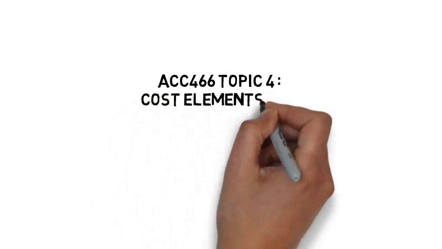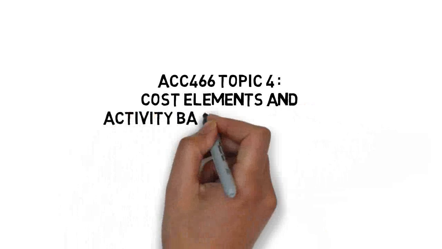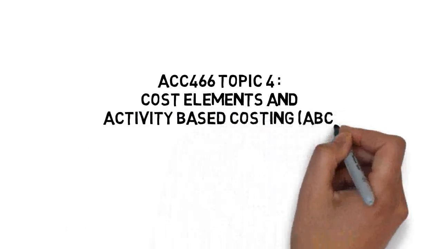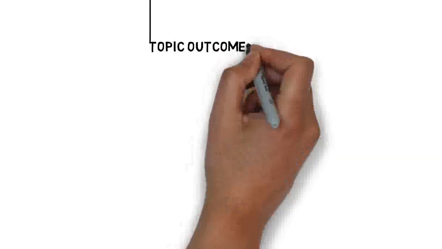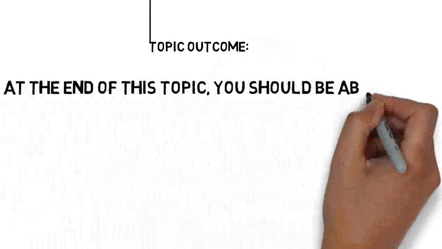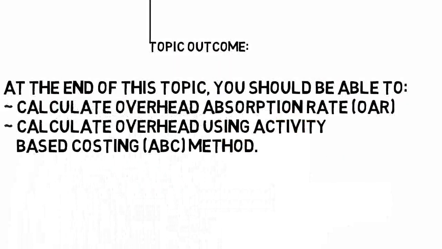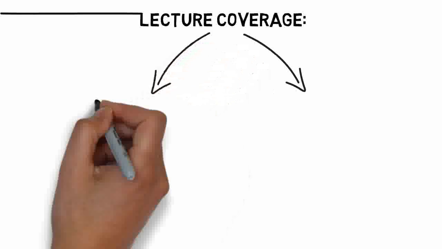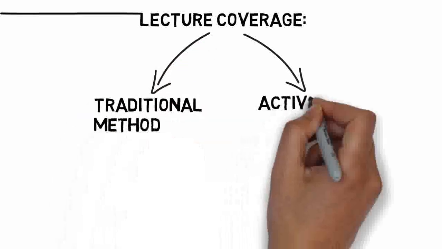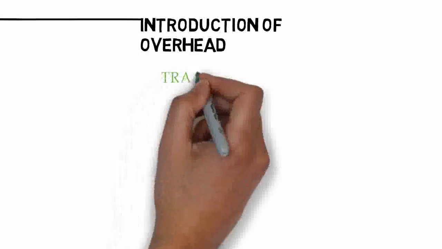For this video, we will explore cost elements, together with ABC. It's not dispatch catching, but activity-based costing. At the end of this topic, you should be able to calculate overhead absorption rate and calculate overhead using the activity-based costing method. This lecture will delve into the traditional method as well as activity-based costing for calculating cost for overhead.